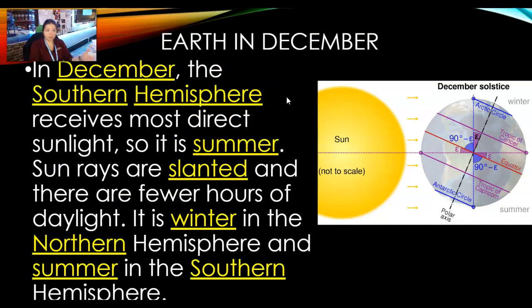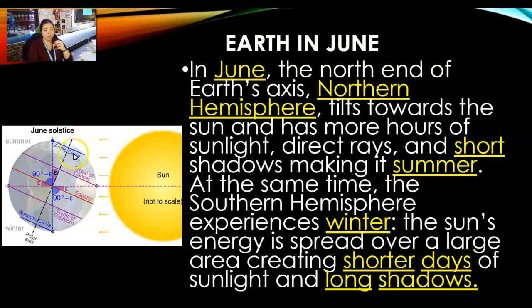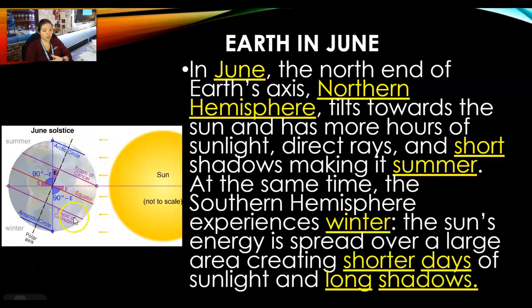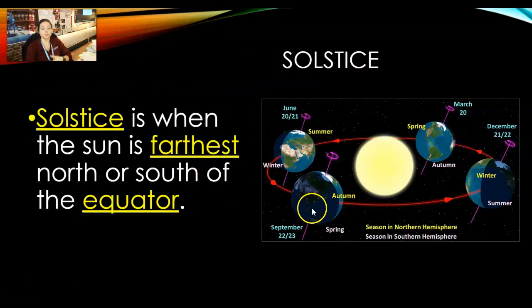So in December, the opposite of what I just showed you, the southern hemisphere gets what was up here. They now get it. And the northern hemisphere gets those longer angles of sunlight. So it's not as direct, it's indirect, which means down in the southern hemisphere, they're getting summer, whereas we're getting winter up here. Shorter shadow, longer shadow. Shorter shadow, longer shadow.